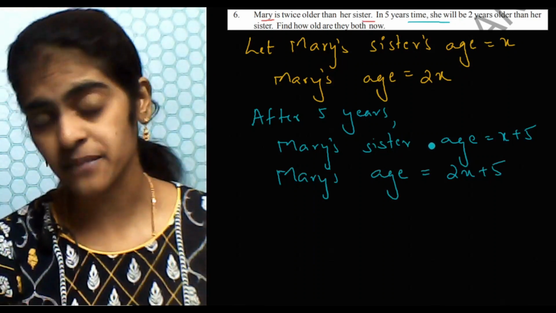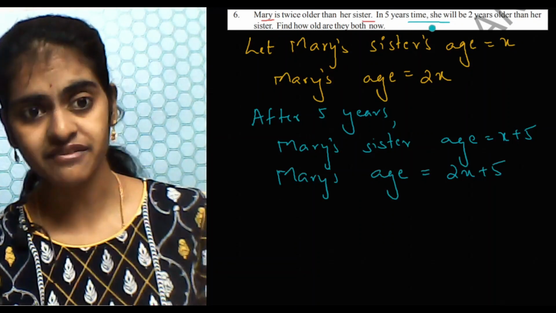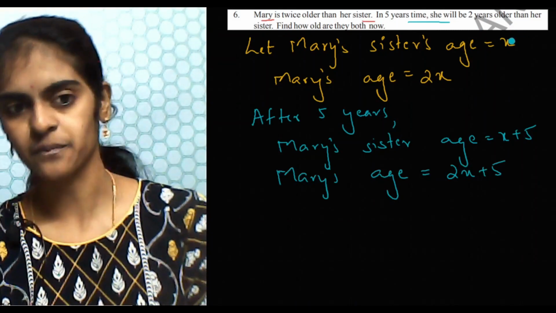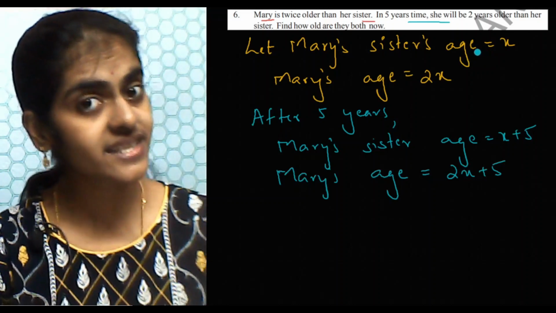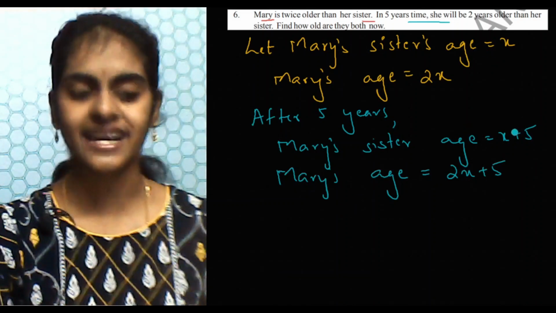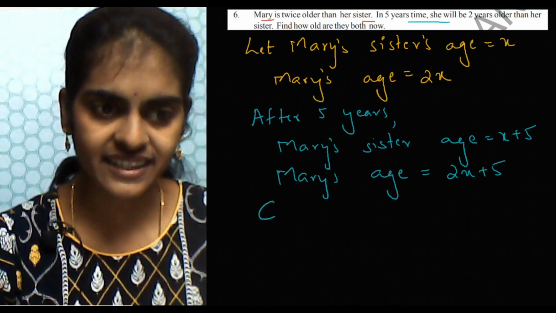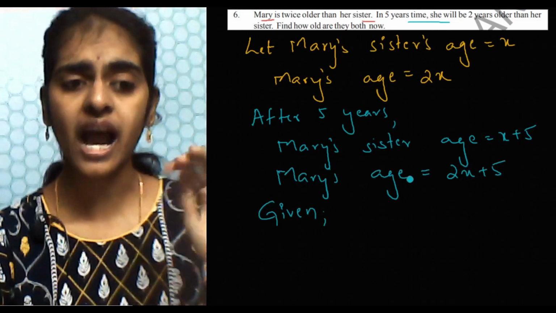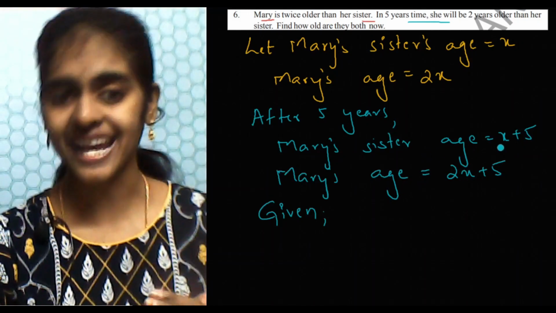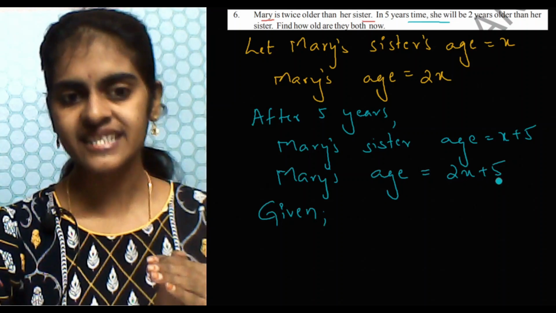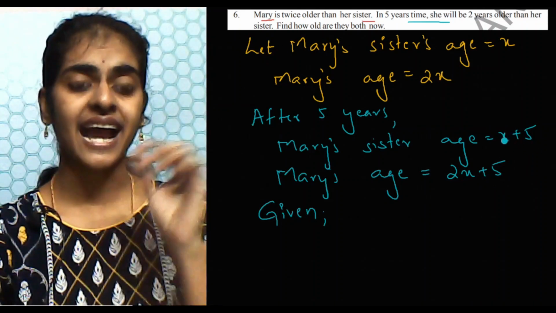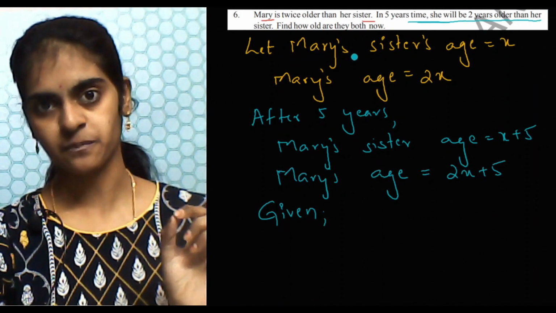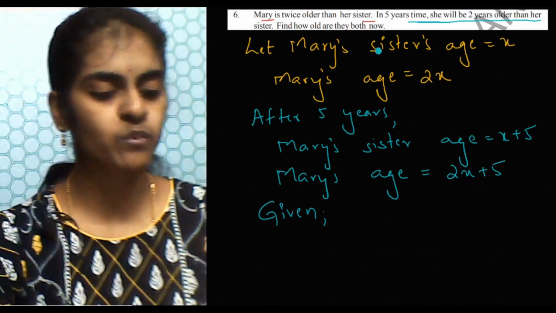Now, but what is given? It is given that in 5 years time, 5 years from now, she will be 2 years older than her sister. Who will be 2 years older than her sister? Mary will be 2 years older than her sister. So let us write the given condition. You have to understand this point. 5 years from now, Mary's age will be 2x plus 5 and the sister's age will be x plus 5. But another important piece of information given is that Mary will be 2 years more than her sister.